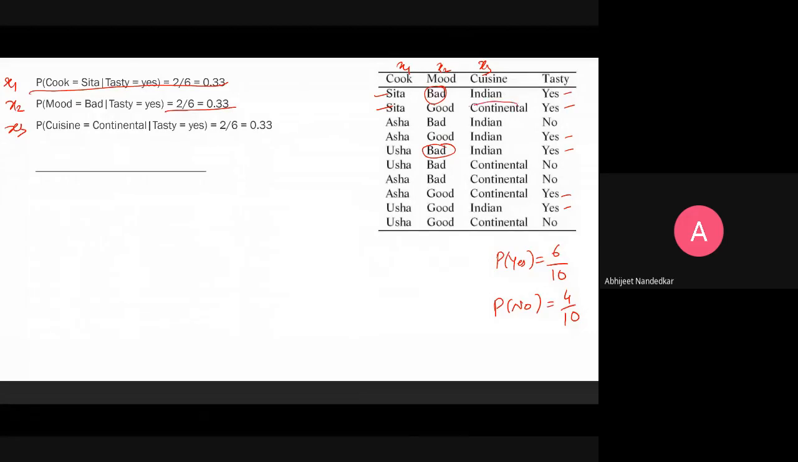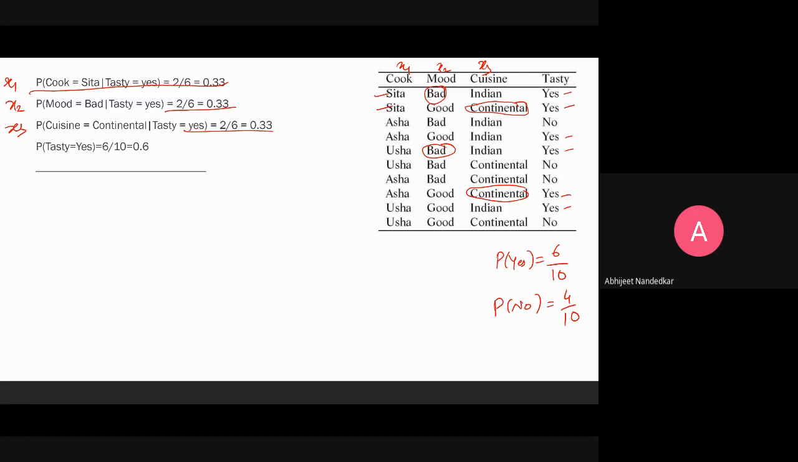So this is 1, and this is another continental. So 2 by 6 again. So you just see how we calculated these probabilities. Okay, so when I calculate the probability for cook equal to Sita, I don't care about x2 x3. When I calculate mood equal to bad, then I don't care about x1 x3. When I go with cuisine equal to continental, then I don't care about x1 x2. So like that we have calculated 3 required probabilities.